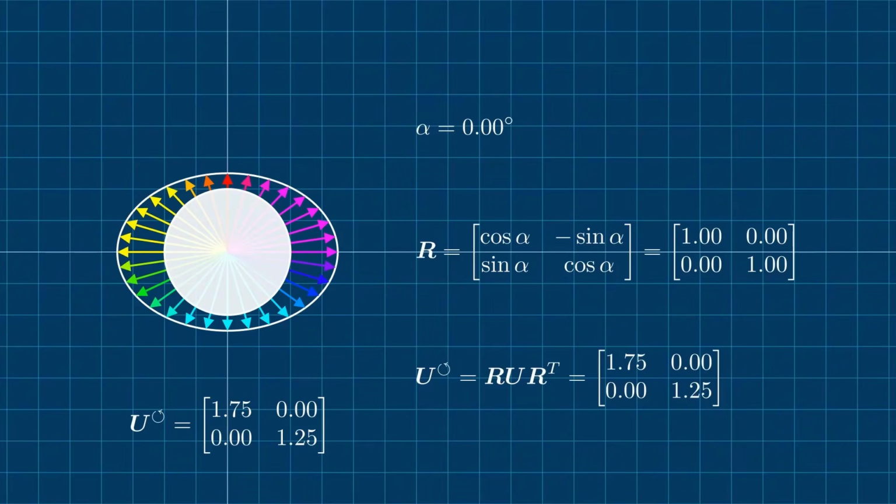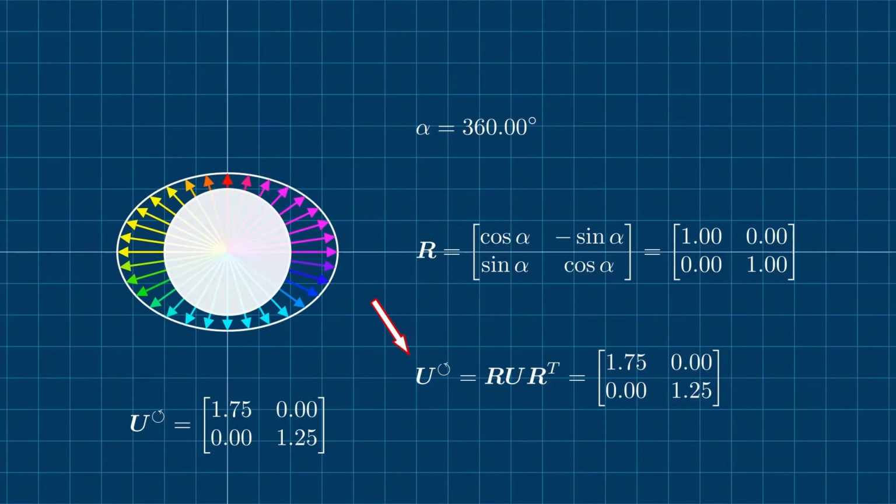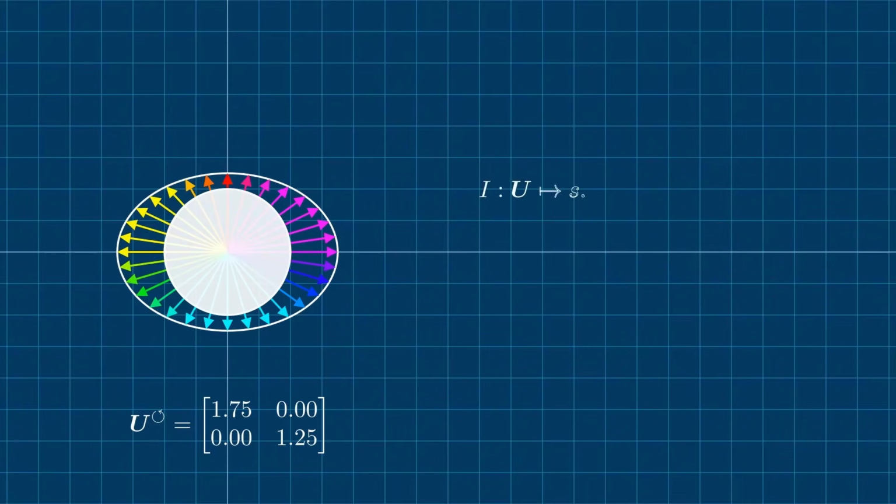We can rotate the tensor with the formula u circular arrow equals R times u times R transposed, where R is the rotation matrix that depends on the rotation angle alpha. Just as we did for first order tensors, we can define invariants of second order tensors. An invariant I of a second order tensor is a function that takes the tensor as input and outputs a scalar. For I to be an invariant, if we rotate the input tensor, the output should not change. So I of u circular arrow must be equal to I of u for all rotation angles alpha. Or I of R times u times R transposed must be equal to I of u.